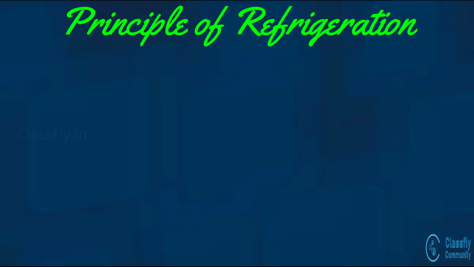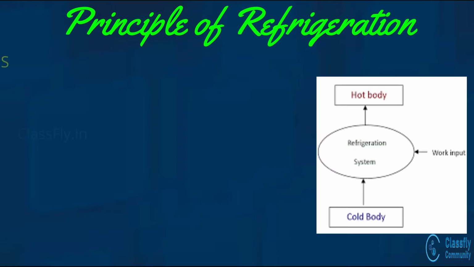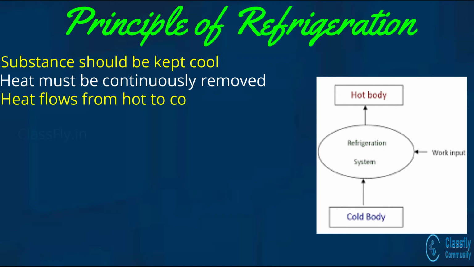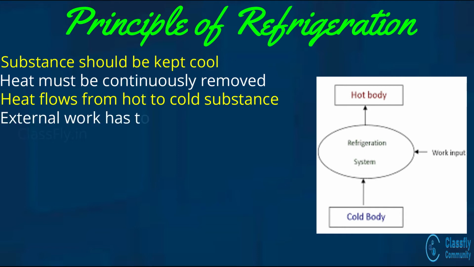Now, let us study the principle of refrigeration. Well, the primary purpose of refrigeration is to keep the substance cold. In order to keep it cold, heat must be continuously removed from the given substance. But from the law of thermodynamics, we know that heat naturally flows from a hot substance to a cold substance. Hence, if heat has to flow from a cold substance to a hot substance, some form of external work has to be performed.